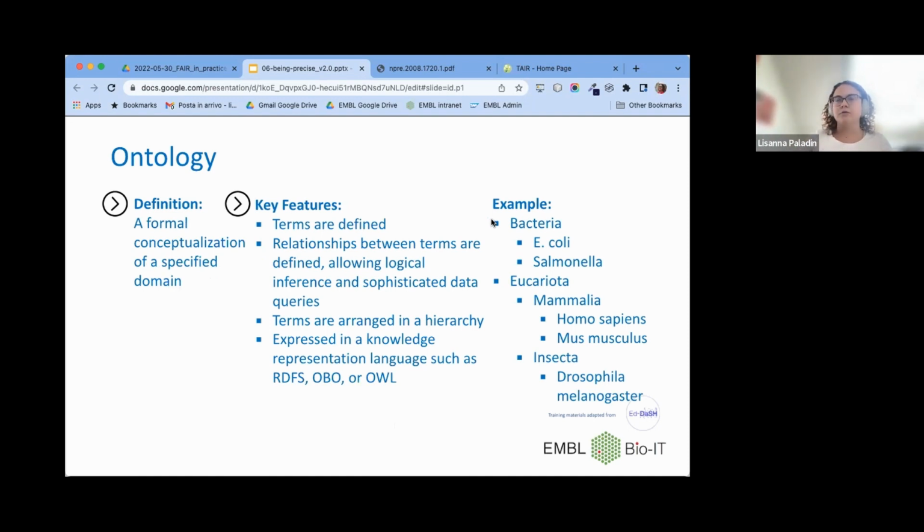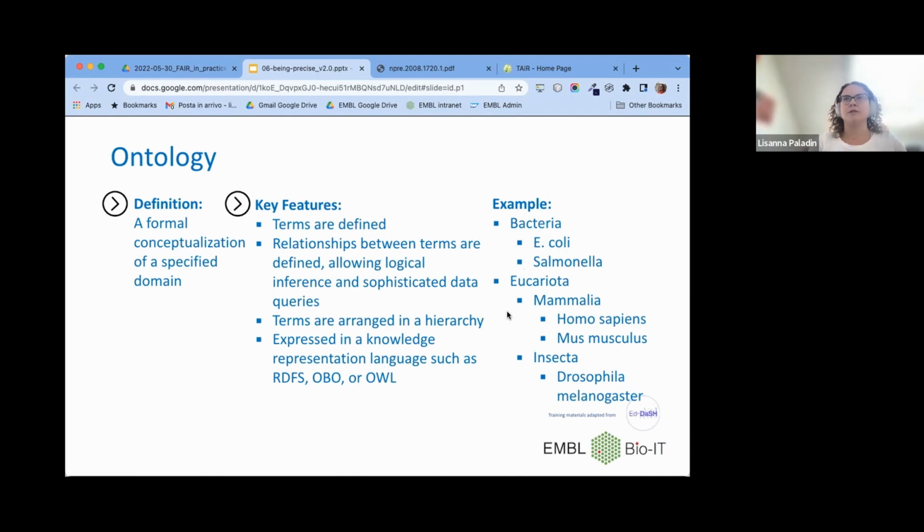Another type of controlled vocabulary, more specific, is an ontology. An ontology is a formal conceptualization of a specified domain. So terms are defined. The relationship between terms is also defined, allowing logical inference and sophisticated data queries. And terms are arranged in a hierarchy. An example is, it looks the same. So these terms are both arranged in a hierarchy and defined somehow.